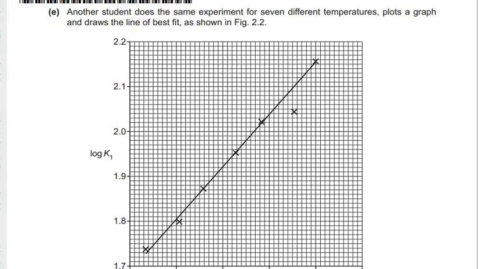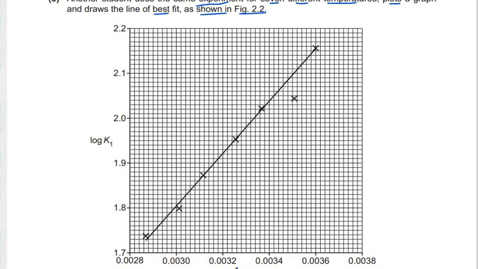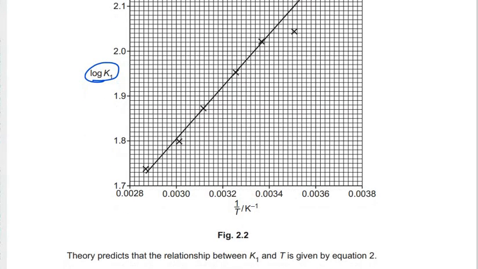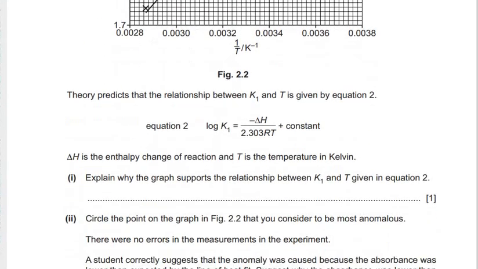It says another student does the same experiment for 7 different temperatures, plots a graph and draws the line of best fit as shown in figure 2.2. Let's have a look at the graph. It says 1 upon temperature, that is per Kelvin, is on the x-axis, and log of K1 is on the y-axis. This is how we have got the graph, a grid with a straight inclined best fit line. The theory predicts that the relationship between K1 and T is given by equation 2.